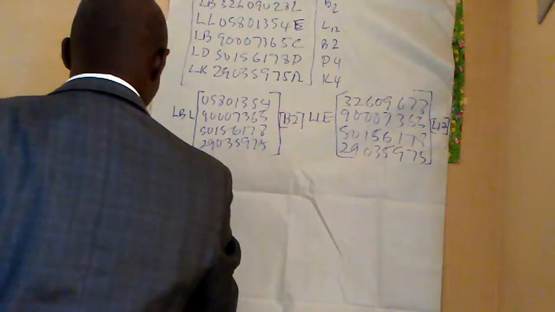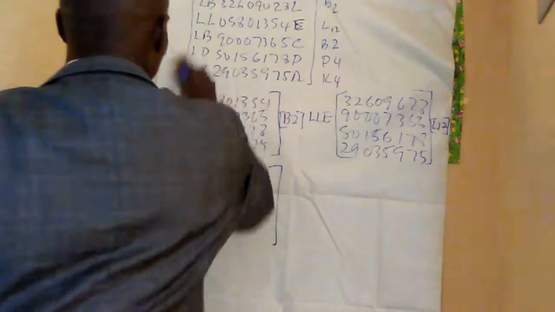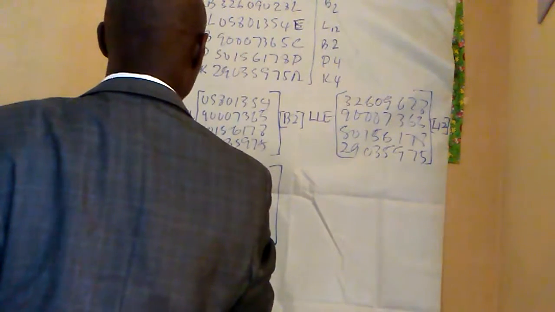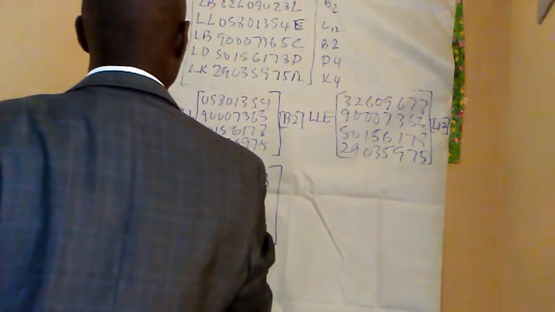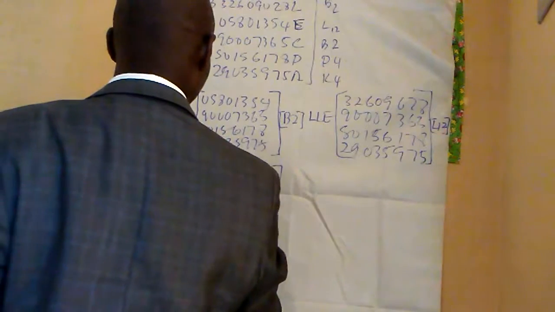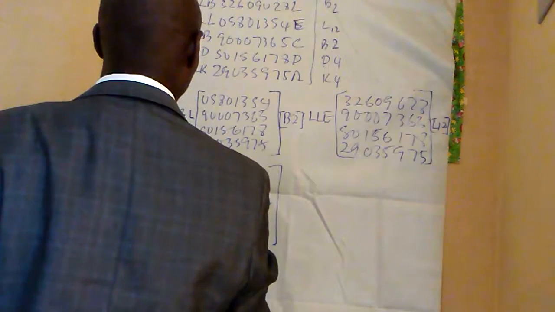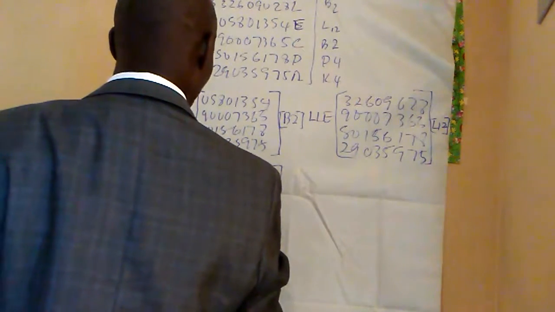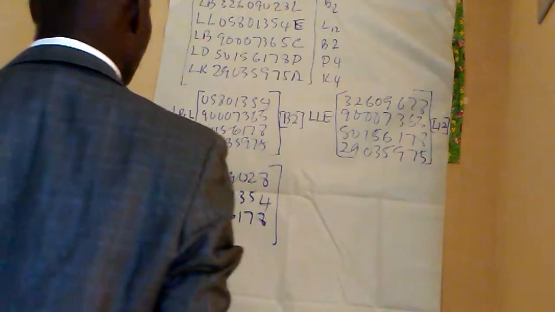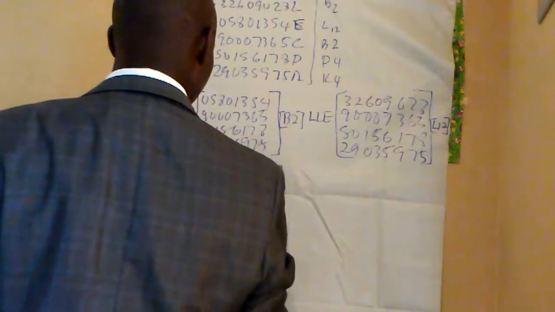So we go now to get the LBC operator. For the LBC operator, we have now 32609,028, 058, 01354 and 50156, 178. This first process is very easy, and 2903, 5975. Then we get the LDD operator.